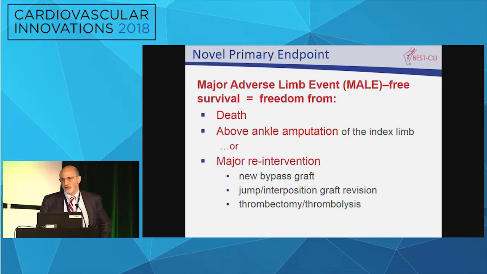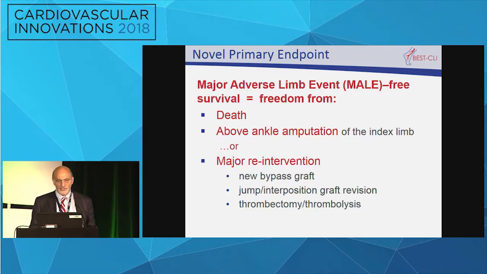The endpoint is also novel compared to other CLI trials. It's major adverse limb event-free survival. That's freedom from death and freedom from above-ankle amputation of the index limb, or a major intervention like a big bypass, or the need for thrombolysis in a graft, or thrombolysis in an angioplasty restenosis or something. So the idea is that we're not including the smaller reinterventions. If you approach somebody with an endo approach, it's not unusual to say, well, I'm going to do this staged, or they probably are going to need a touch-up at some point in time. That's not considered a major reintervention, so that's not a primary endpoint of the trial.